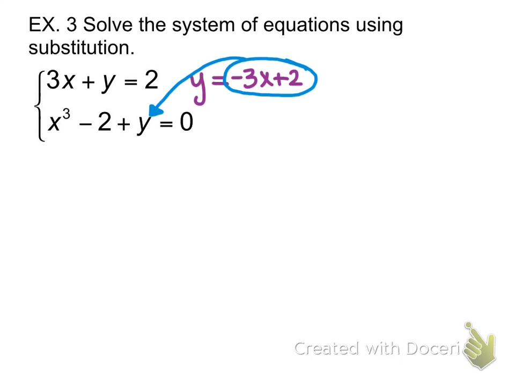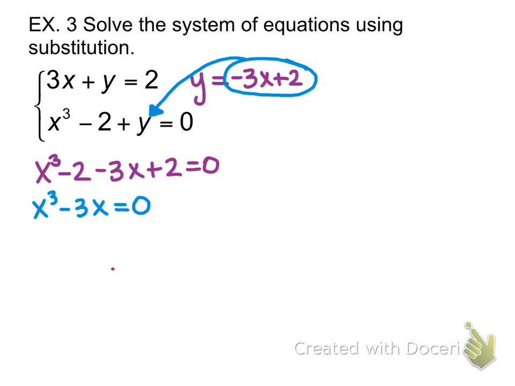So I'm going to take this whole expression and substitute it in for y in the other expression. So now I have x cubed minus 2 minus 3x plus 2 equals 0. So I'm going to simplify, and you'll notice that the negative 2 and positive 2 are going to cancel. So x cubed minus 3x equals 0.